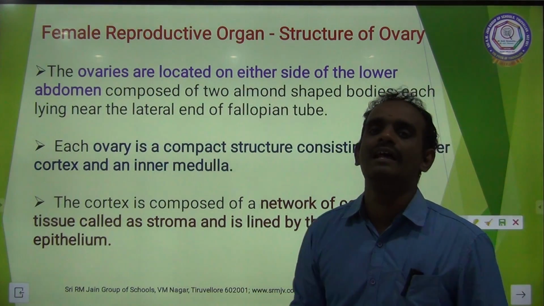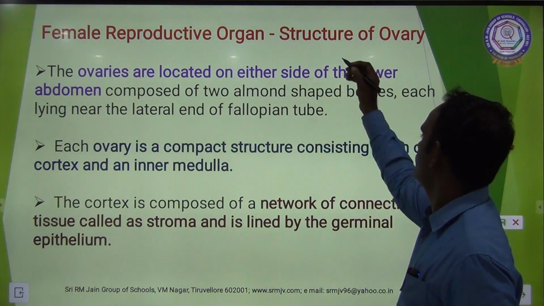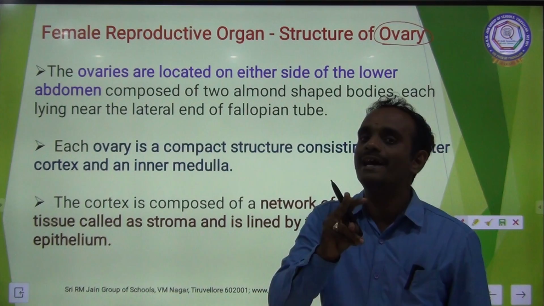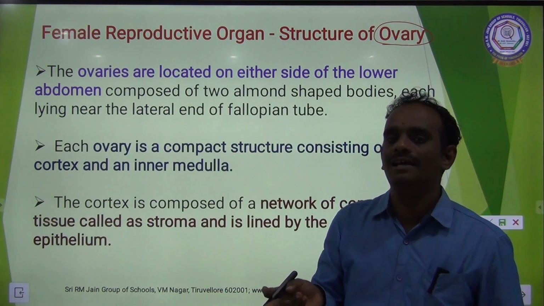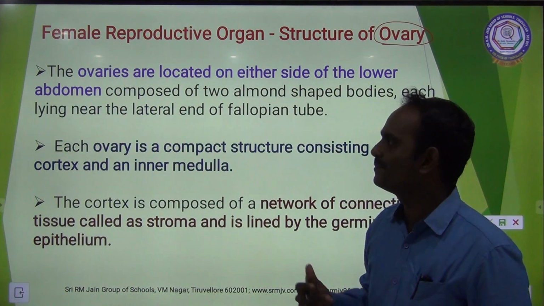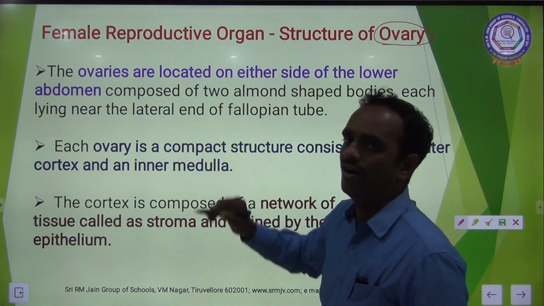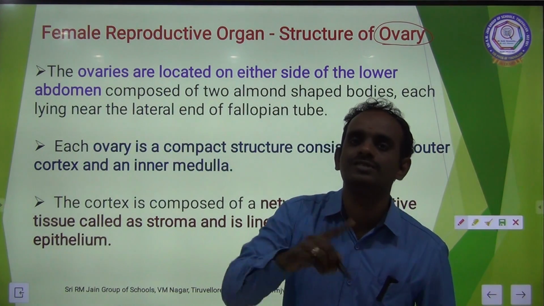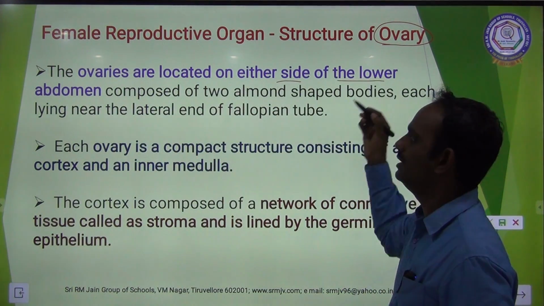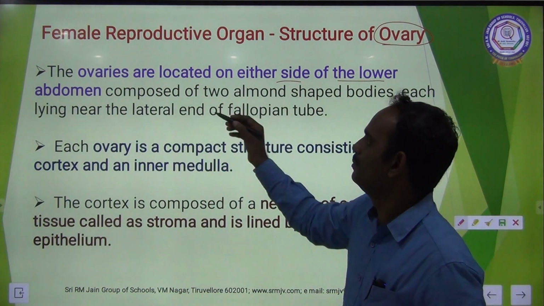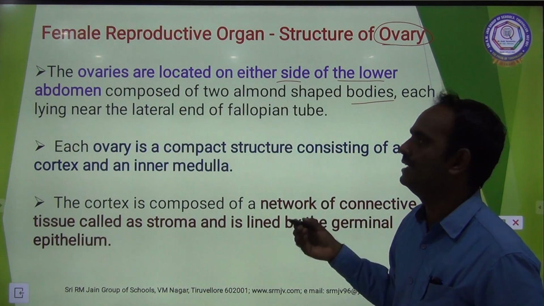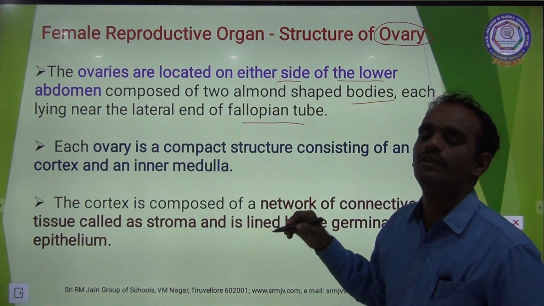Next we move on to the female reproductive organ, that is the structure of the ovary. As I said earlier, females have a pair of ovaries. Two ovaries are present inside the abdominal cavity. Clear? See here. The ovaries are located on either side, that means two sides, left side as well as the right side. So ovaries are located on either side of the lower abdomen, and it is composed of two almond shaped bodies, each lying near the lateral end of the fallopian tube.